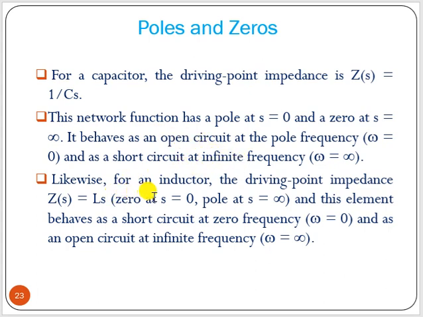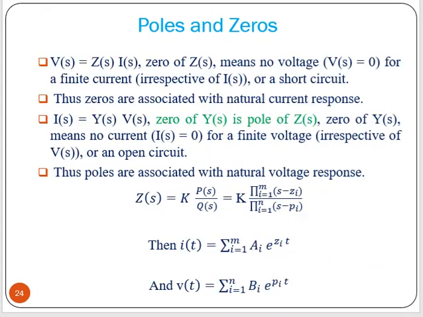Likewise for an inductor, the driving point impedance is Z equal to sL. Now here we can say the zero is at s equal to 0. That means at omega equal to 0, this function becomes 0, that is, short circuited. There is no denominator term, but the pole should be at infinity. That means at omega equal to infinity it becomes open circuited. So that is the actual meaning of inductor and capacitor that you know previously, that we can extend with respect to this pole zero concept.